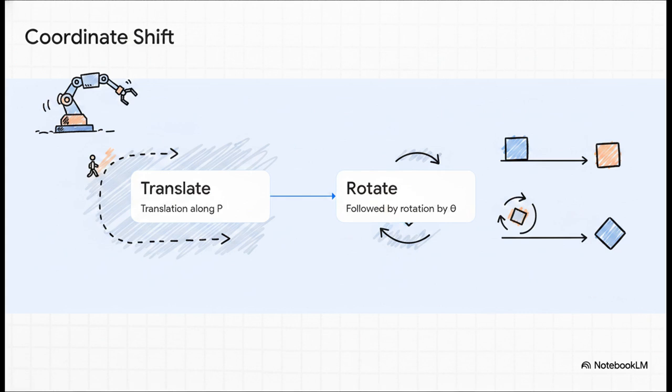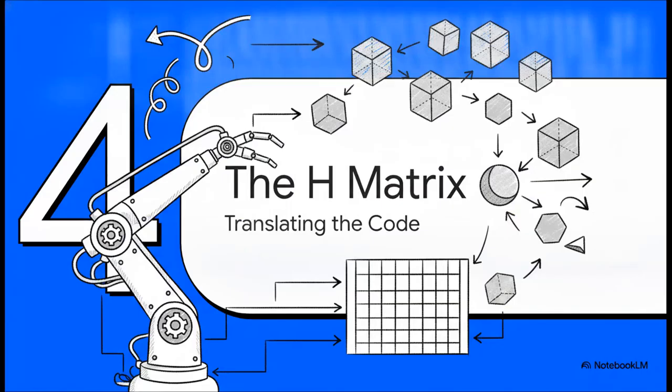And I absolutely must emphasize this because it trips up almost every beginner. The order matters, big time. A translation followed by a rotation mathematically yields a completely different final position than a rotation followed by a translation. The math is incredibly sensitive to the sequence of those movements. That strict sequence brings us perfectly to our final section, the unified motion matrix, translating the code.